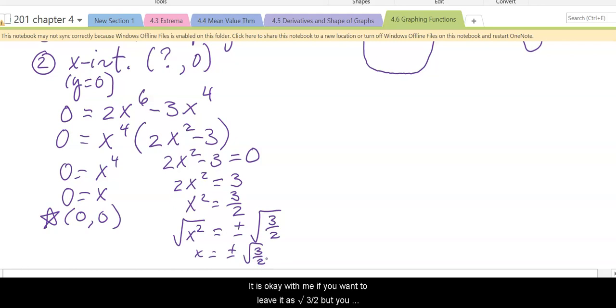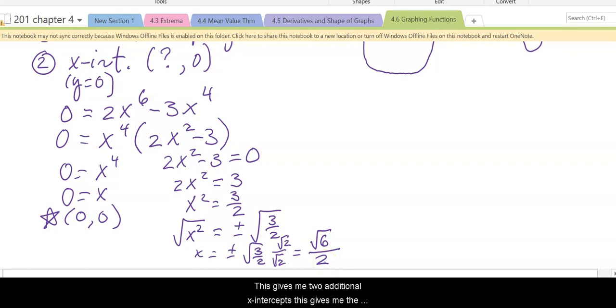It is okay with me if you want to leave it as the square root of 3/2, but you can also rationalize it if you want by multiplying by square root of 2 over square root of 2. This would lead to the square root of 6 divided by 2. Just make sure that you do not try to reduce the 6 over 2. The 6 is under a radical, which means it's not really 6 at all. The 2 is outside the radical, which means it really is a 2.